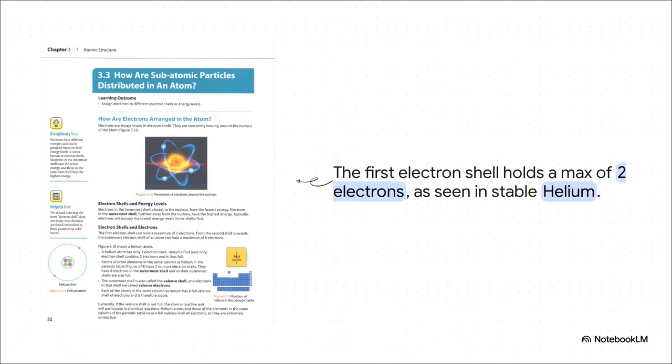Let's try to build an atom. The very first electron shell, the one closest to the nucleus, is really small. It can only hold a maximum of 2 electrons. You can see that here with helium. It has 2 protons, so it has 2 electrons, and they fit perfectly in that first shell. That makes the shell full, which makes helium super stable and unreactive. It's happy on its own.